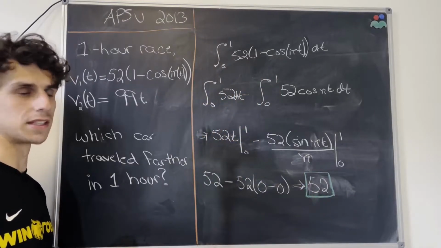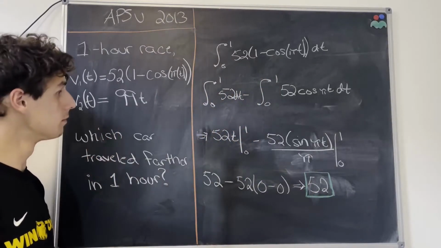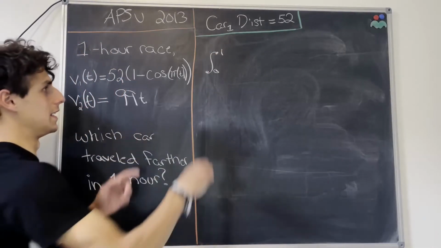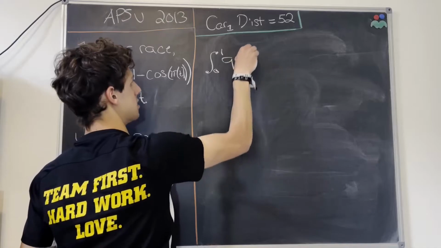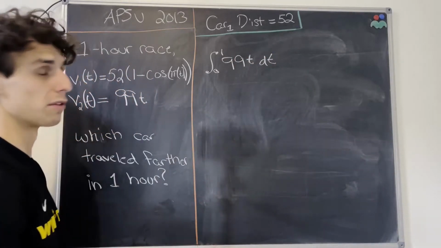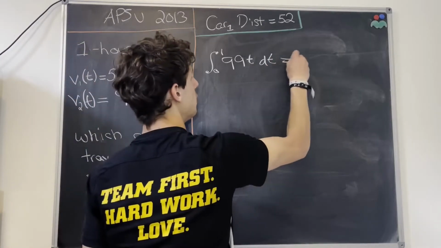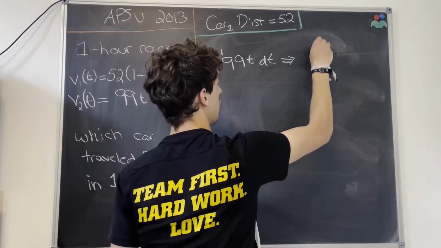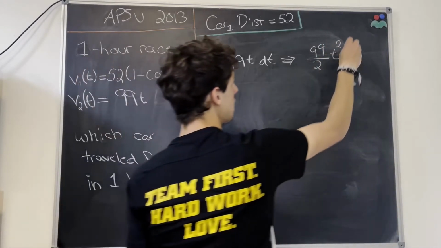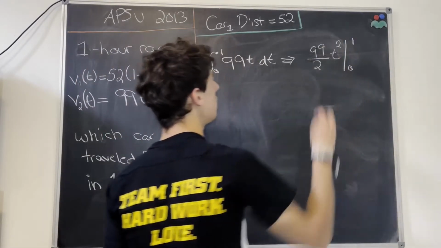Now let's calculate the same integral but for the second car's velocity. Okay, so we want to take the integral from 0 to 1 of 99t. That is the second car's velocity equation, and we are taking this antiderivative with respect to t. But now we can get 99 over 2 t squared. That's the antiderivative of t. And then we plug in 0 and 1.